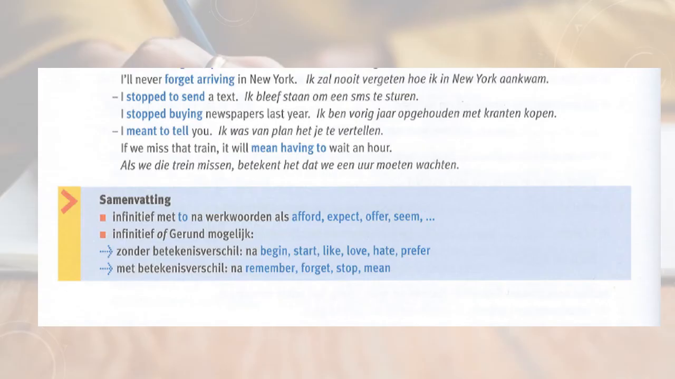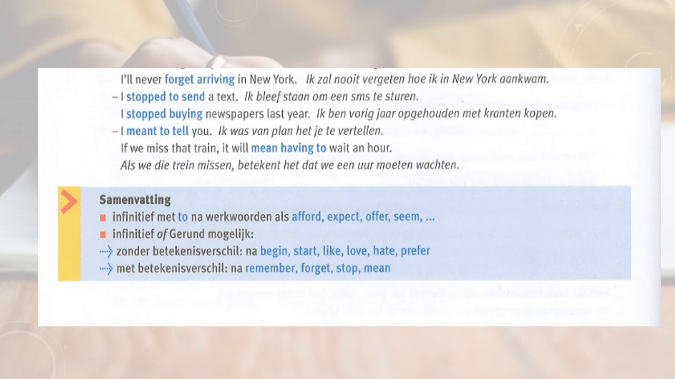Another example, the verb to stop. So I stopped to send a text. Ik bleef staan om een sms te sturen. So we have stopped, and we place a to infinitive after the verb stop, namely to send. Here, stop means blijven staan. Ik bleef staan om een sms te sturen.